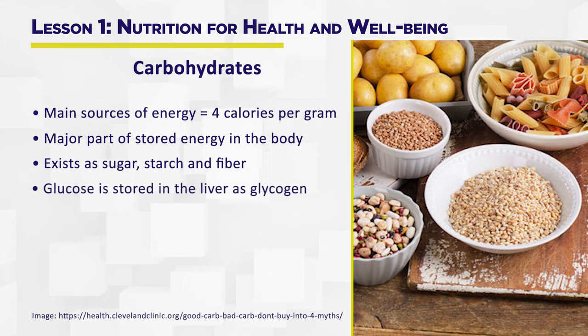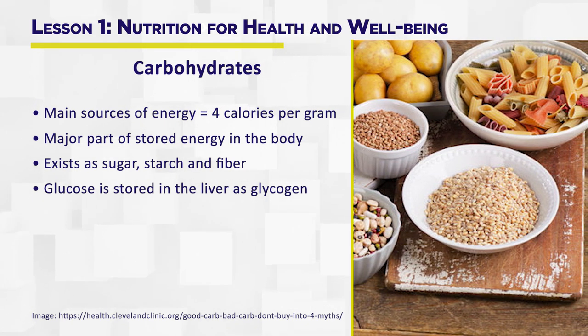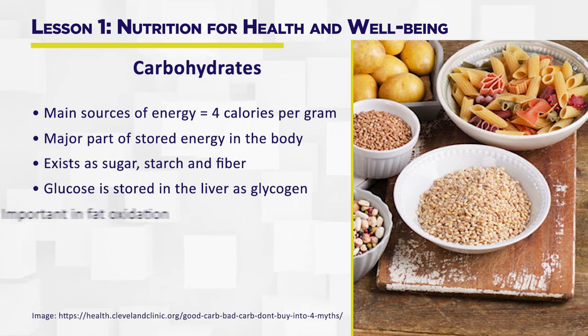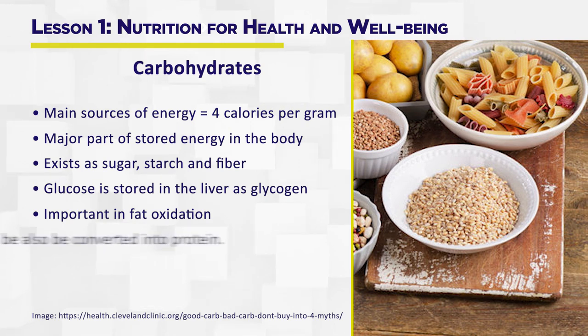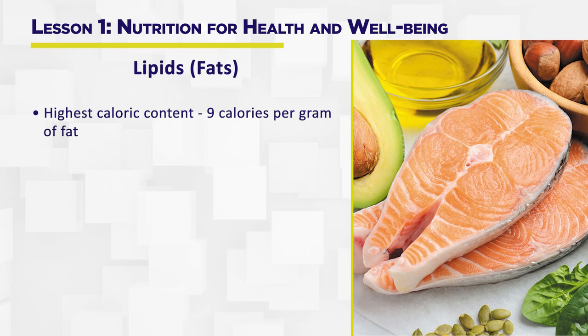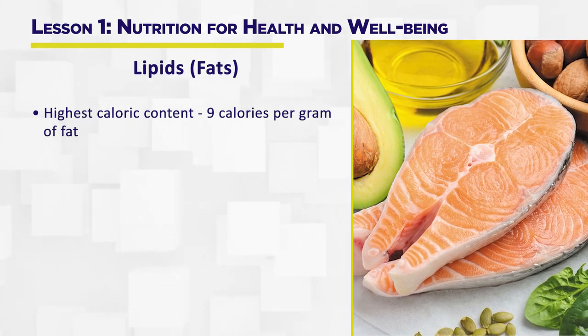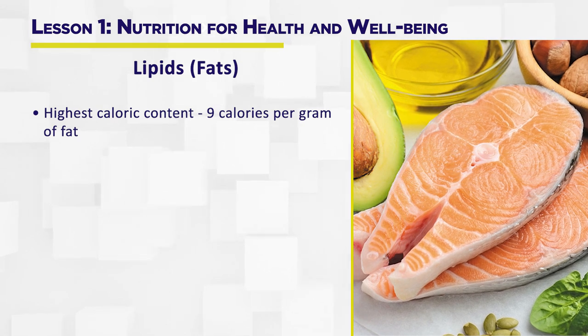Glucose is stored in the liver as glycogen and is only released when our body needs it. Carbohydrates are also important in fat oxidation and can be converted to protein. On the other hand, fats have the highest caloric content. It provides 9 calories of energy per gram of fat.